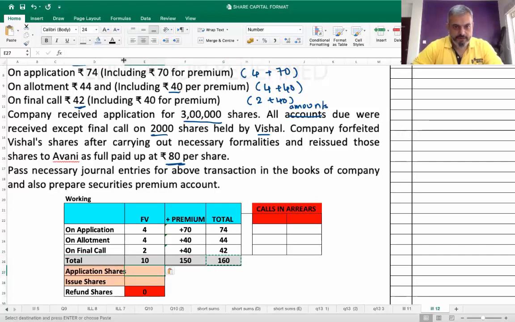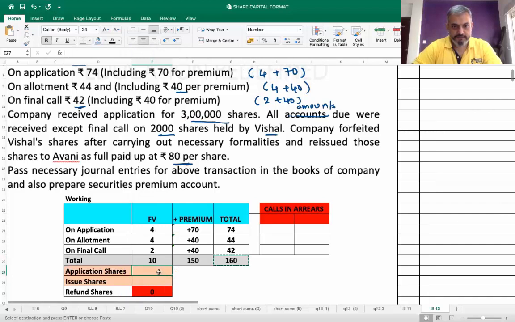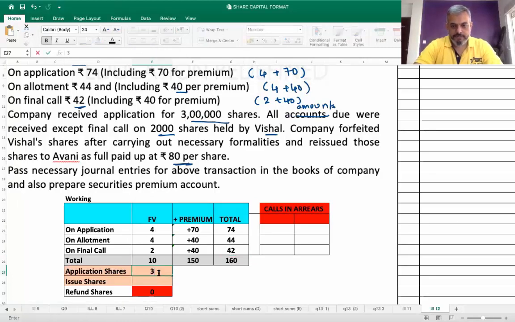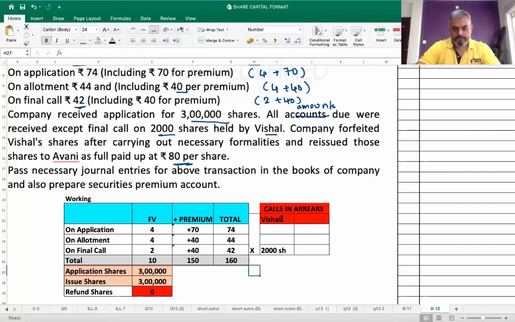Now application we received for 3 lakh shares. Issued also 3 lakh shares. So refund 0. Calls in arrears: Vishal did not pay the final call. So how many shares of Vishal? 2000 shares. Let me highlight this.